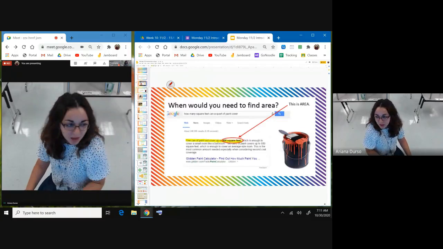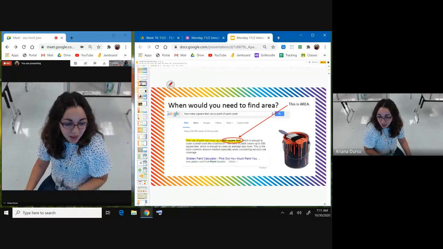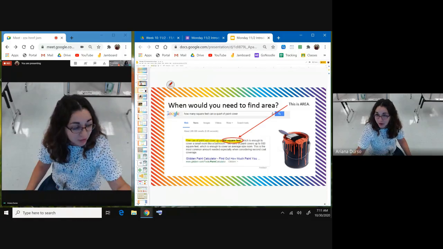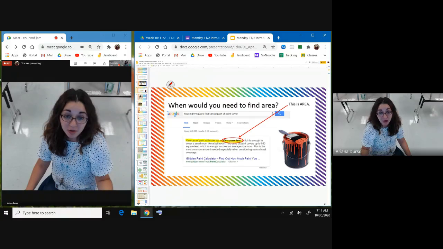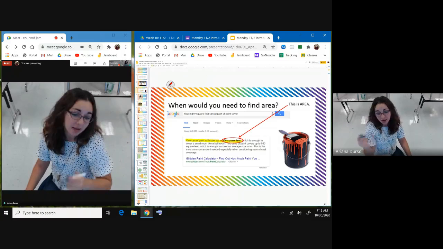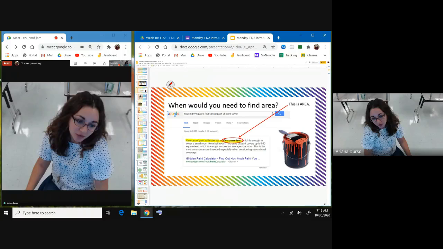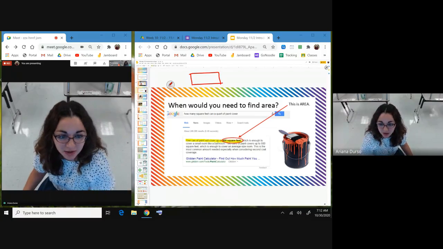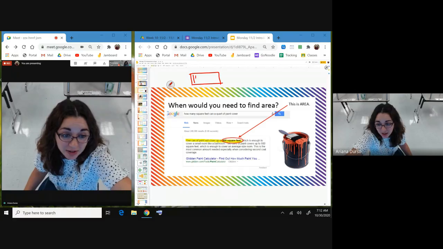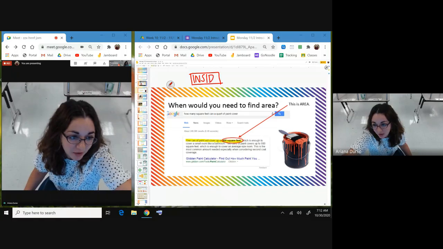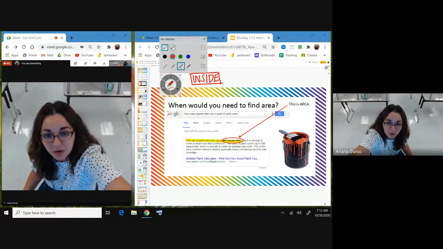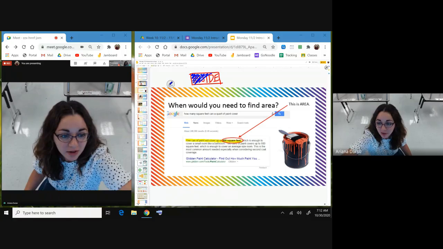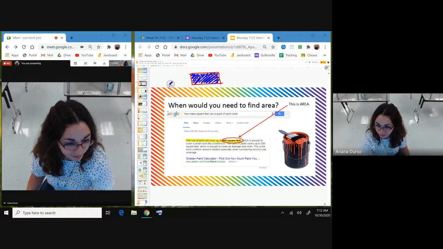So when would you need to find the area? One time that we might need to use area is to find out how much paint we need to cover a flat space like a wall. If we're painting a wall in a room, usually our walls are rectangular or square, and since we want to cover the entire inside of the wall with paint, all of the space inside, we need to find out how much space is inside our wall.